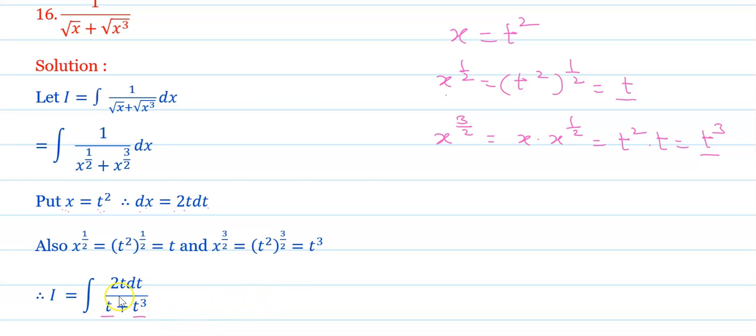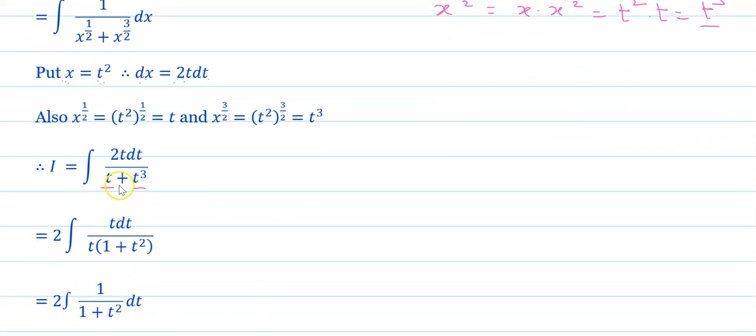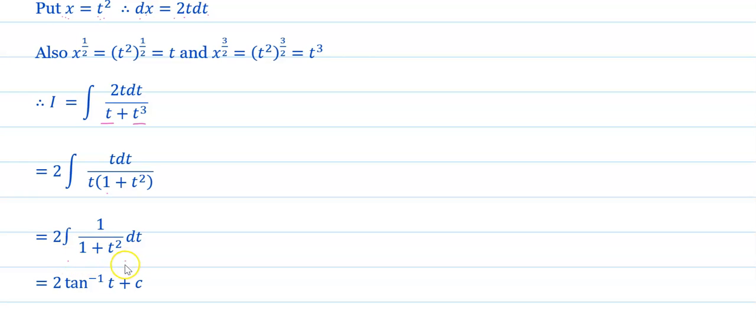Take t as a common factor from the denominator. Therefore take 2 outside the integral, it's a constant, integral of t dt upon t as a common, then in the bracket you will get 1 plus t square. Now this t gets cancelled, and now it is a very easy integral. That is tan inverse of x, it's the derivative of 1 upon 1 plus x square. And hence the integral of 1 upon 1 plus t square into dt is tan inverse of t plus c.